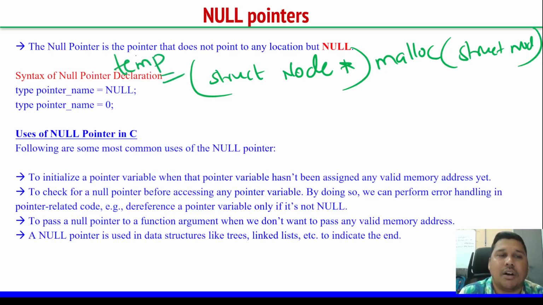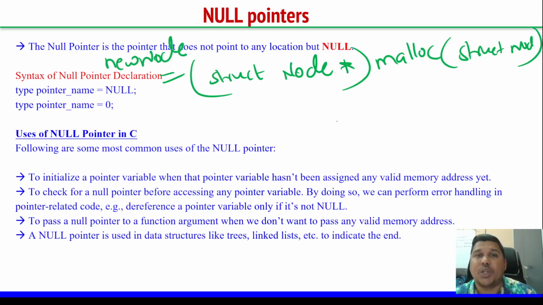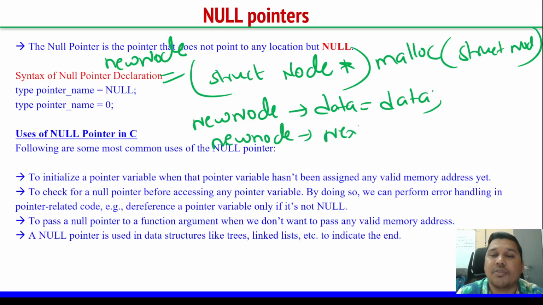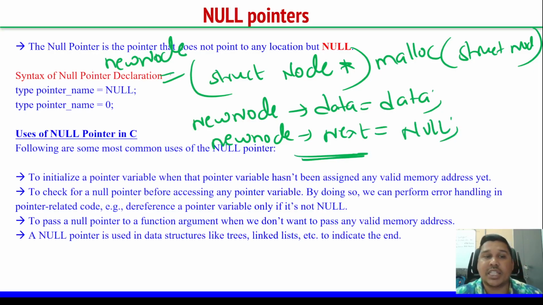So you are creating a new node. You are allocating memory to a new node. After that, what you are doing? You are writing new node of data equal to the data which is given as the input, and you are writing new node of next equal to null. See what you are doing with these three statements in a single linked list.